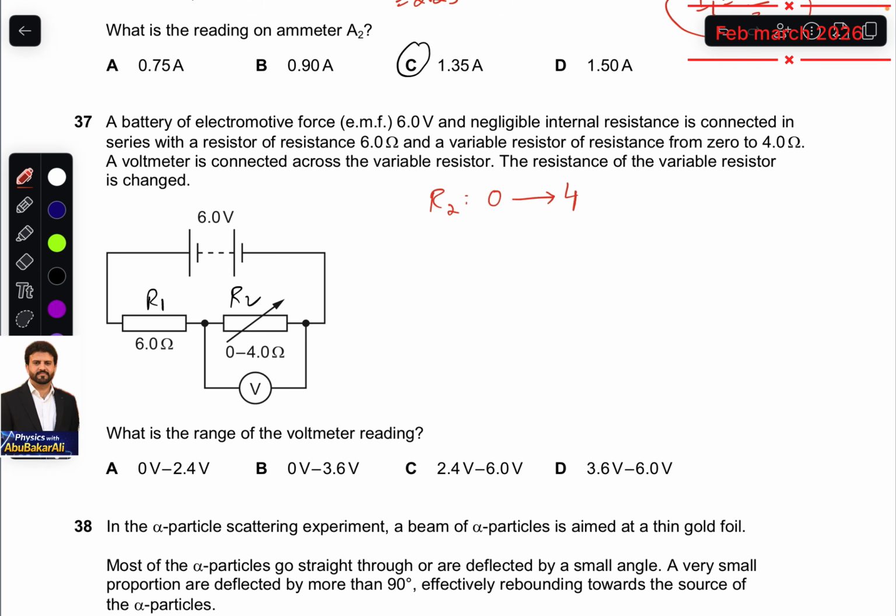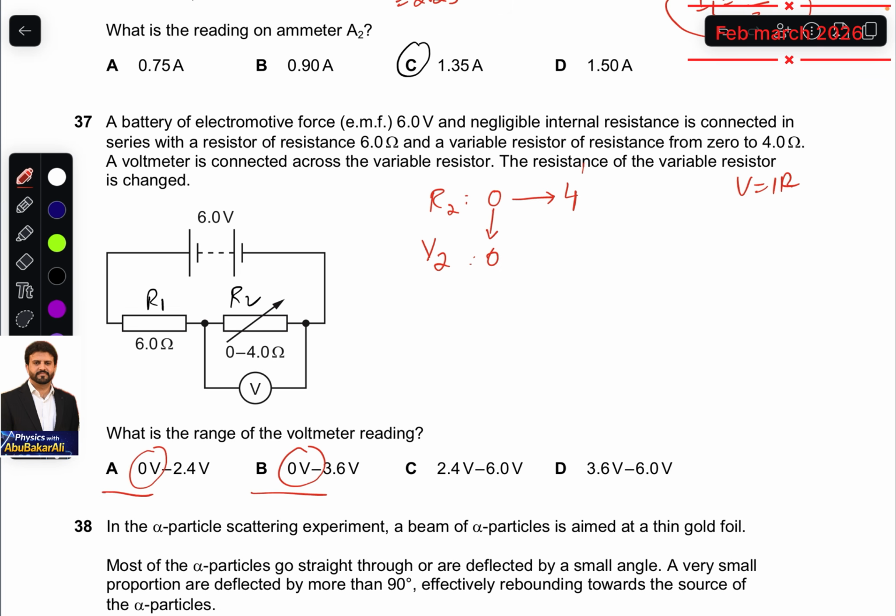Okay, let's find the current first. If I find the current, the range will be for the voltage of this, let's call this voltage V. When R2 is 0, this voltage will be 0, because we simply know V is equal to IR. When there is no resistance, there will be no potential difference. So we know that this will be 0, so we have to choose between A and B.